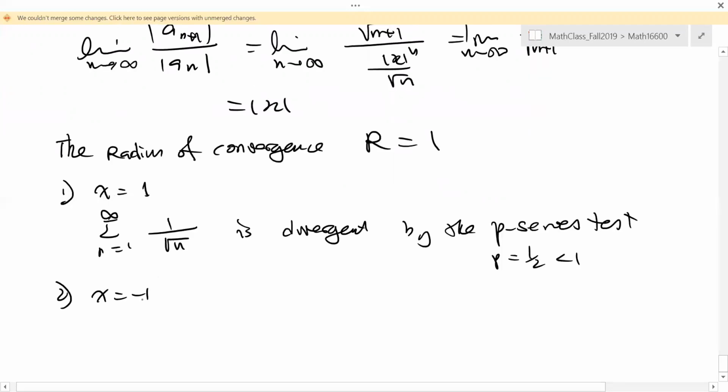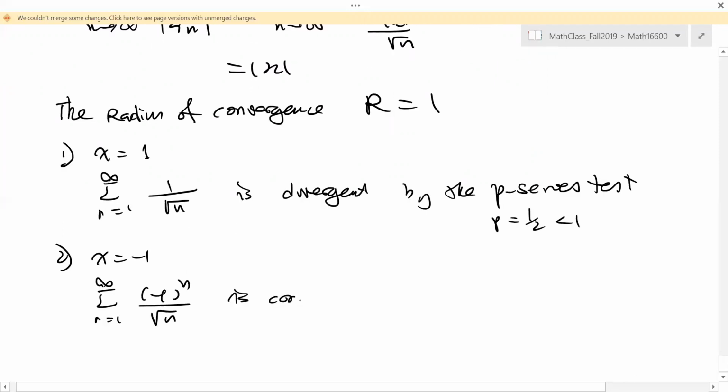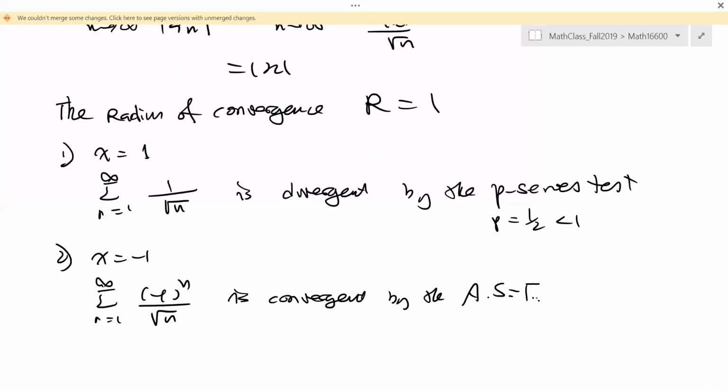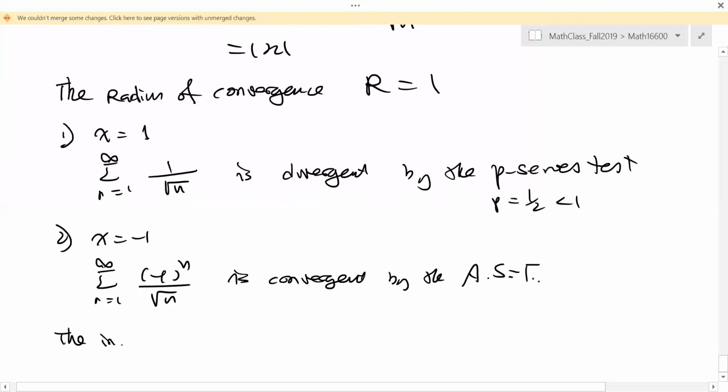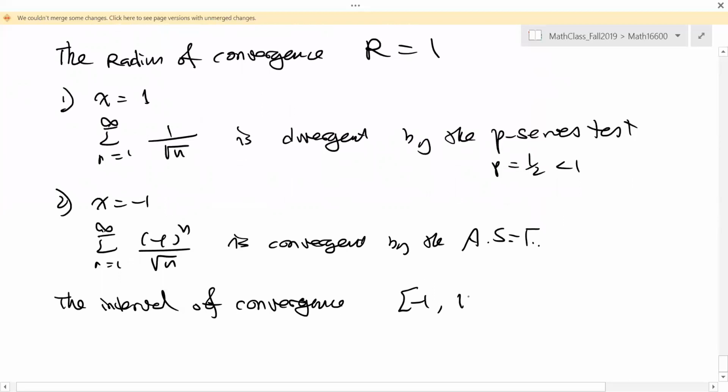At the point when x equals -1, you get this, but this is convergent, and it is obvious, by the alternating series test. It's convergent because b_n is positive and decreasing to 0. So you don't need to waste time. Then you get the interval of convergence: it is -1 to +1. It's done.